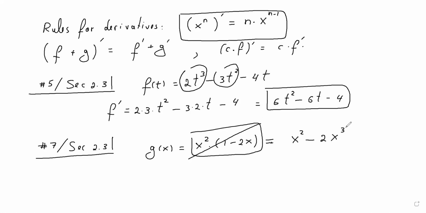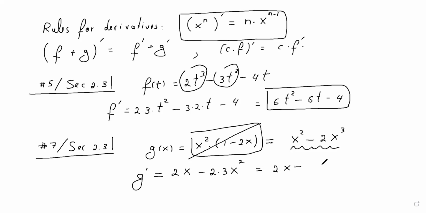It's not the derivative. The derivative that I want to calculate is the derivative of this guy here that's underlined, which is going to end up being the derivative of x squared is 2x, and the derivative of minus 2 times x cubed, so it's going to be 2 times 3 times x squared.